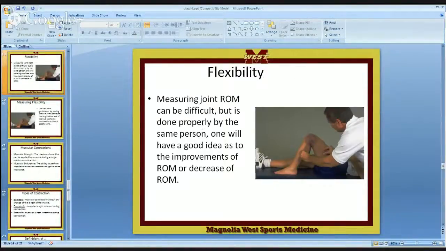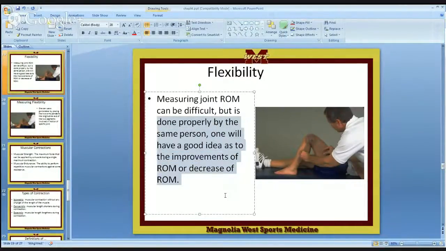19 is measuring your joint range of motion, ROM. Remember, ROM is range of motion. It can be difficult, but if it's done properly by the same person, remember that I told you it needs to be the same person. You'll see that in a true-false question for you.